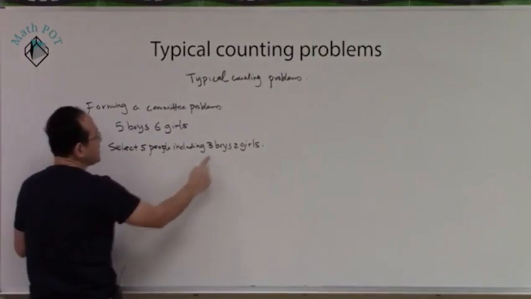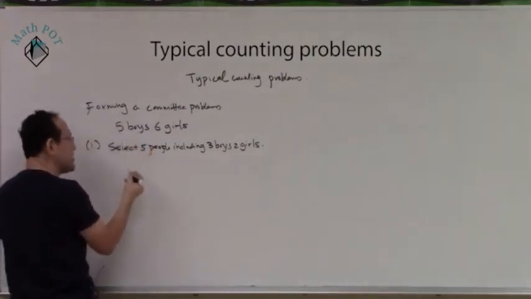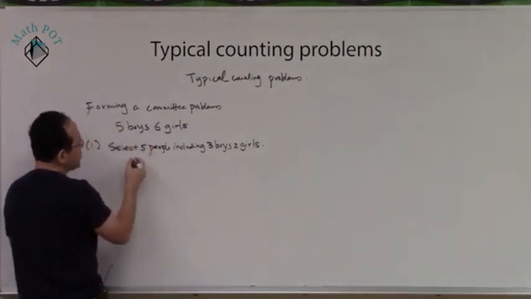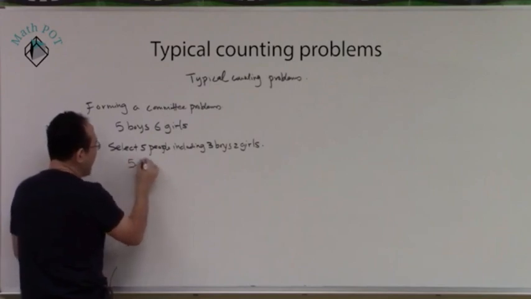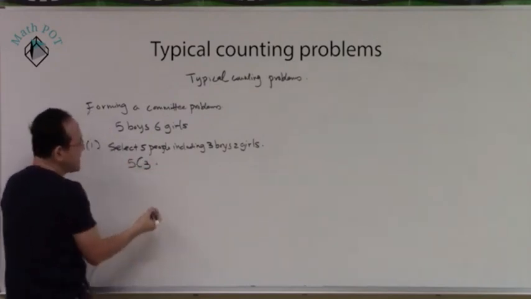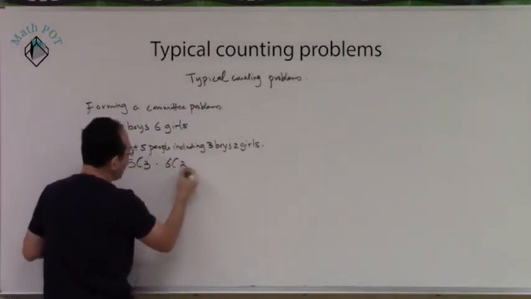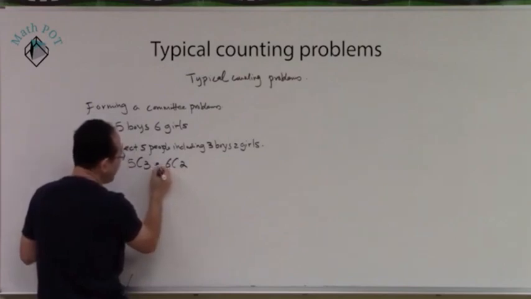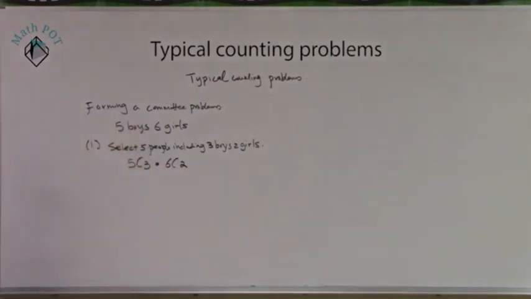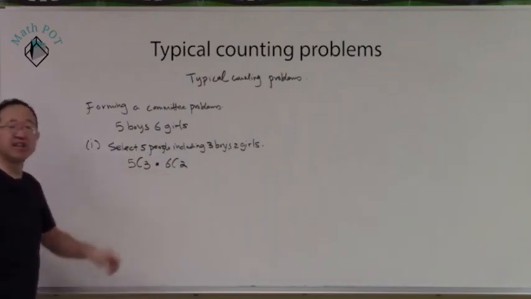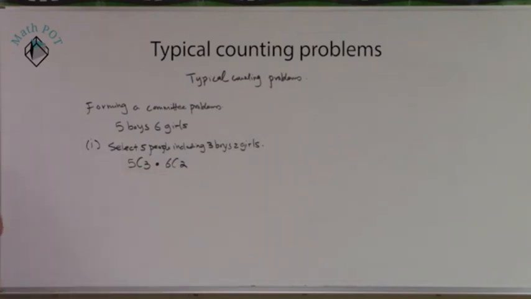The first step, selecting three boys from five boys, is a standard combination problem that gives 5C3. The second step is 6C2. Of course, we notice it is multi-step, which is why we need to multiply those numbers together. You can evaluate 5C3 and 6C2 and multiply them together. That is the answer for this one. Make sure you definitely understand this one.